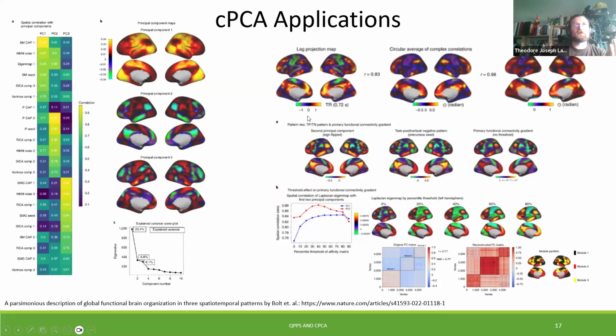Looking even at the lag projection of the maps, the different ways of looking at the different phases, they're finding that the components of the quasi-periodic patterns and the principal components do end up matching up and have similar fidelities. Sorry to interrupt again, but can we just go back to what the method is doing?